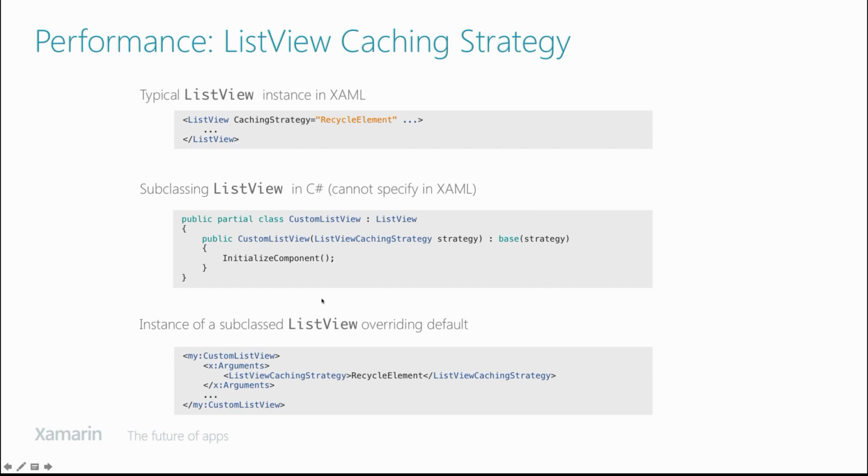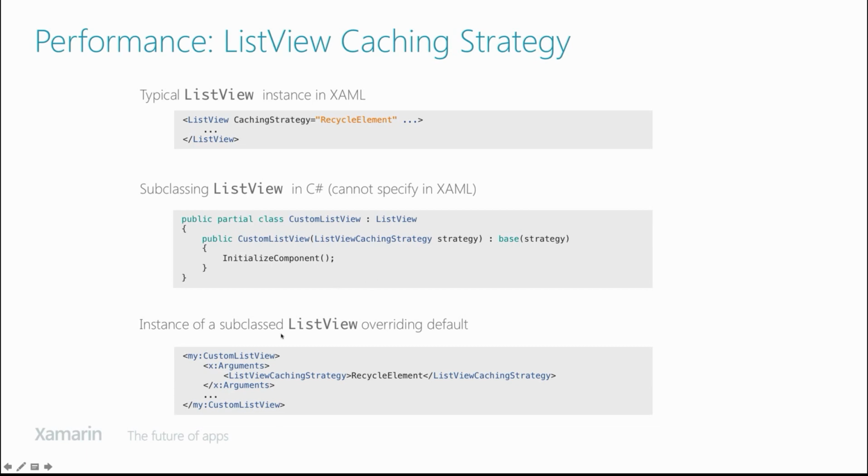Now, if you're going to use an instance of that subclass ListView, so I'm using an instance of custom ListView right here, and I want to deviate away from the base ListView that's specified here, or I want to override it, or I just want to change it for this one instance, you can't specify it like a normal ListView up here. You have to use x:Arguments to specify the value. So I just wanted to point that out.